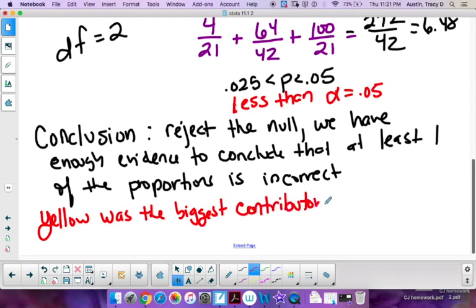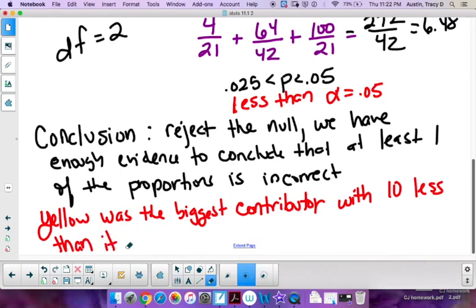Now, we have to give a direction. Did it have more or less than expected? Because it won't matter in the long run when you're talking about your chi-square value. Being above or below your expected count is going to cause your chi-square value to go up either way. So yellow was the biggest contributor with 10 less than it should have had, or 10 less than expected. There we go.